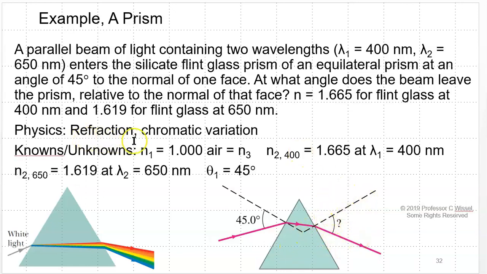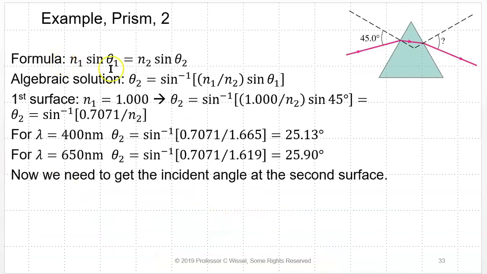The physics of this is refraction, chromatic variation, and we know that N1 equals air, and that will also equal N3. This is N1 and N3. With this, we have N2 at 400 nanometers is 1.665, and N2 at 650 nanometers is 1.619, and theta 1 is 45 degrees. We have N1 sine theta 1 equals N2 sine theta 2, so theta 2 is going to be the inverse sine of N1 over N2 times sine theta 1.